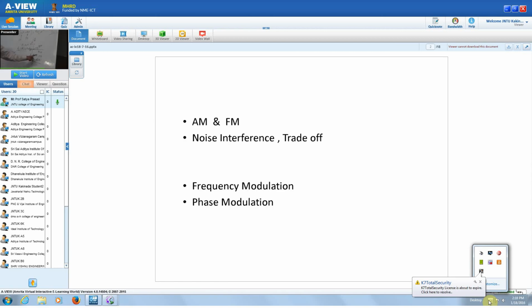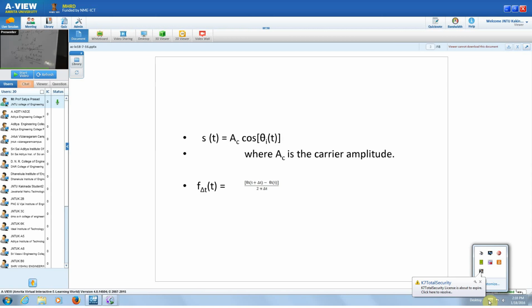So between t and t plus delta t, you are having f delta t of t equal to theta i of t plus delta t minus theta i of t by 2 pi delta t. That is the average variation in the signal that we are going to have. The average angular velocity that we are going to have is going to be given by this when theta i(t) is going to change. So from this one we want to go for instantaneous frequency.